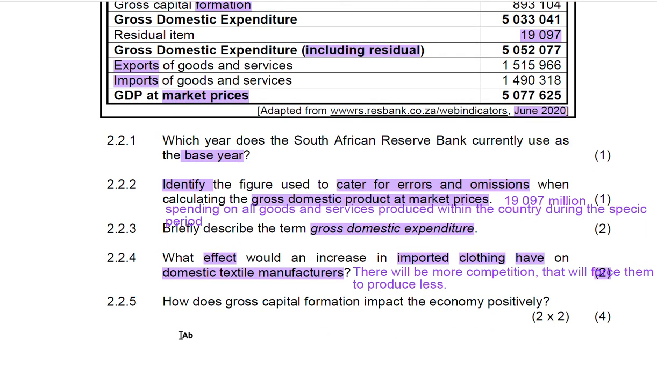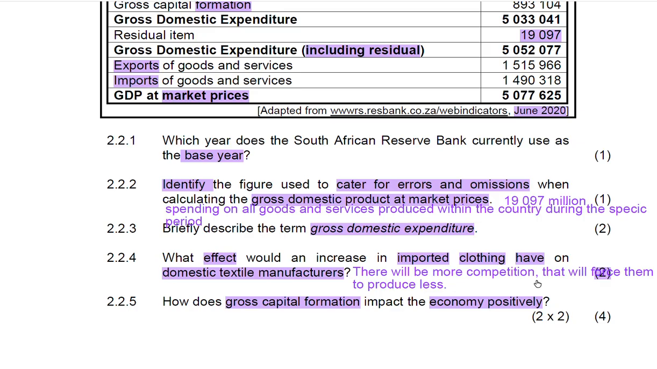Now let's just look at 2.2.5. How does gross capital formation impact the economy positively? What is important here is to understand that we're talking about gross capital formation and how it affects the economy positively. Again, candidates, when you're looking at a question like this, you are providing how gross capital formation impacts the economy positively.